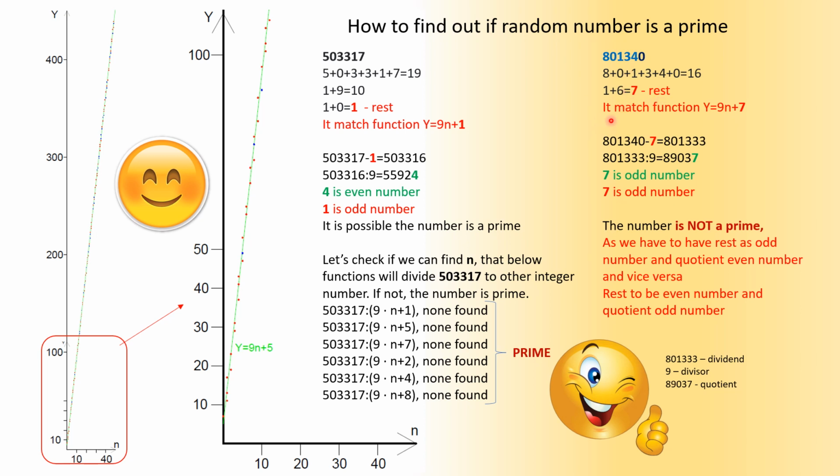It matches the function y equals 9n plus 7. Let's reduce our number by 7. We've got 801,333. Divided by 9, we've got 89,037. 7 is our odd number, and the rest of our function is 7 as well. It means this is not a prime based on our rules. The number is not prime as we have to have the rest as an odd number and the quotient an even number, and vice versa, the rest to be an even number and the quotient an odd number.